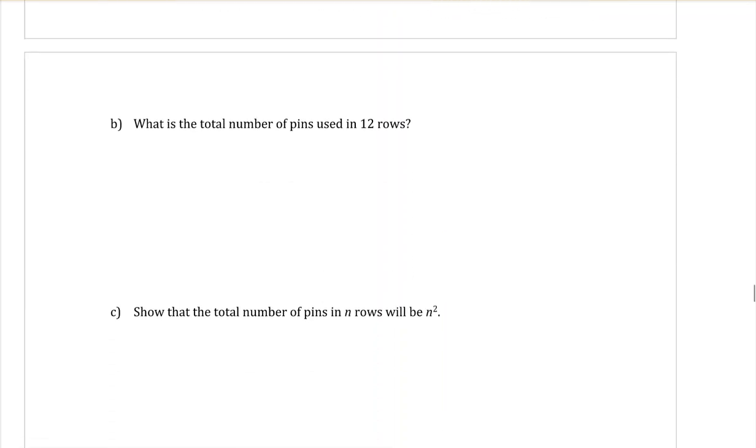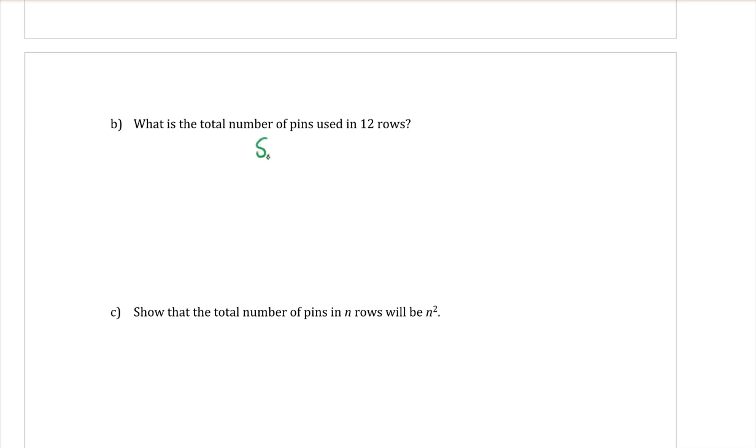Part B. What is the total number of pins used in those whole 12 rows? This is where I want to sum. Do you have a preference on which formula we can use? Because we can use either. We could use the second one, which is slightly shorter, because we've worked out that last term.